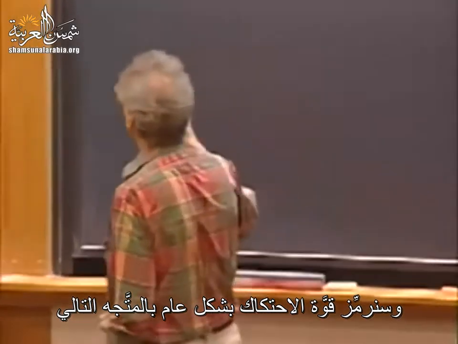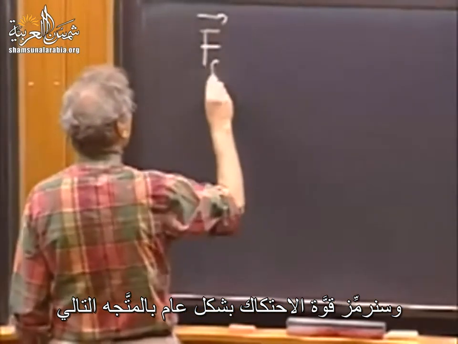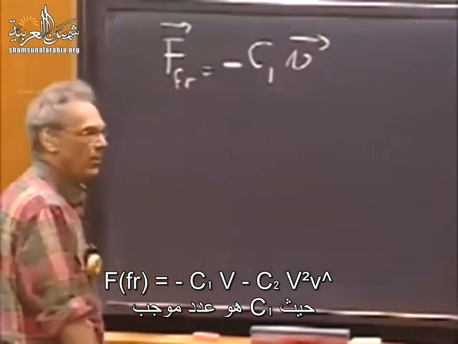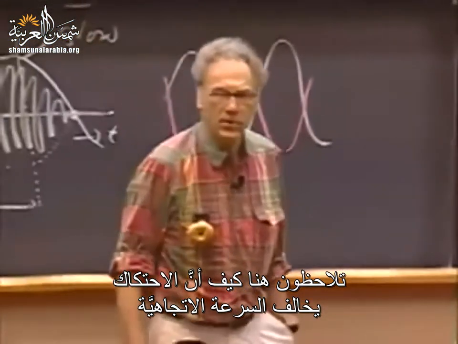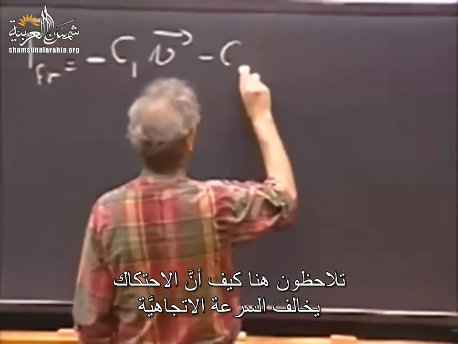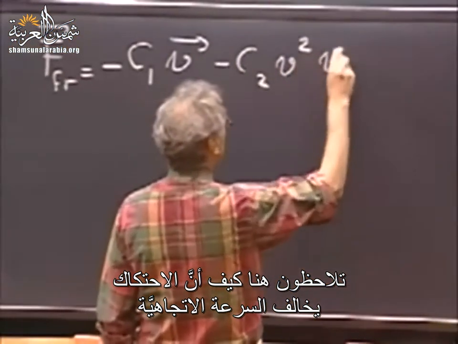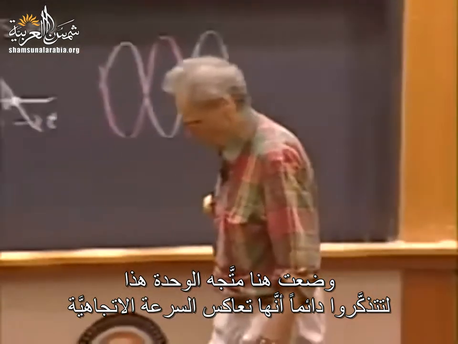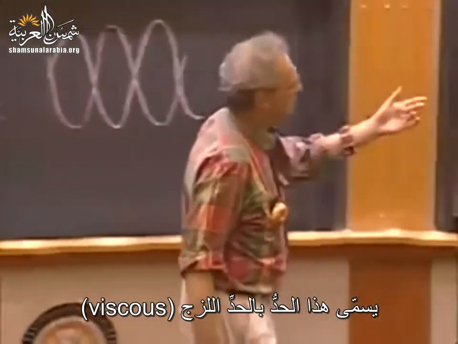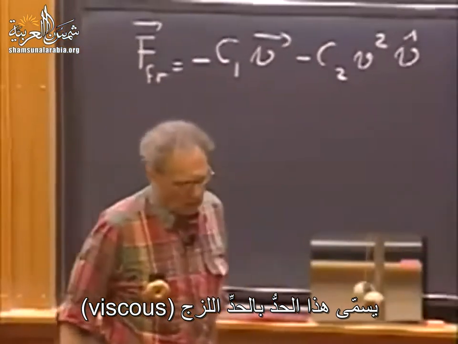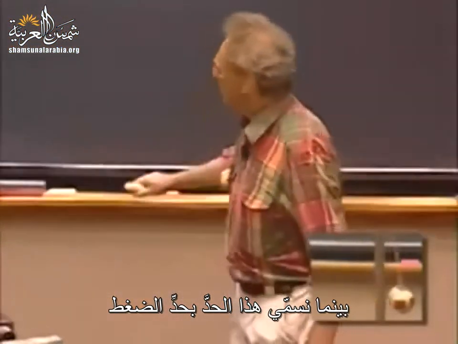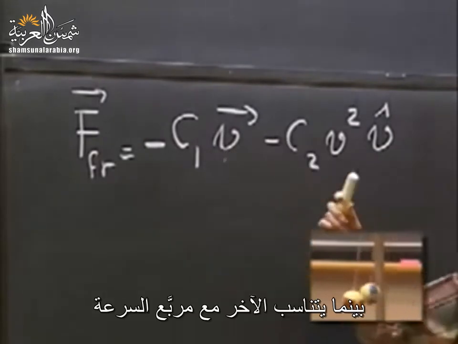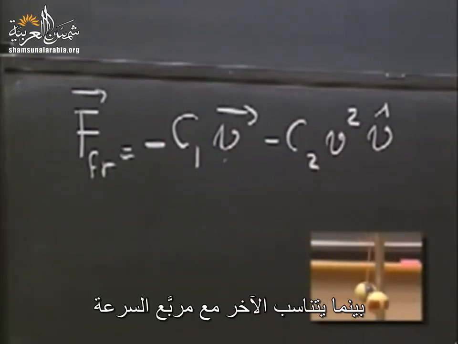And the frictional force, in its most general form, as a vector, is minus C1 times V, whereby C1 is a positive number. So you see that it opposes the velocity, minus C2 times V squared, and I put here the unit vector V to remind you that it's opposing the velocity. This term has a name. This is called the viscous term, and the other term has a name which is called the pressure term. One is proportional with the velocity, and the other one is proportional with the square of that.